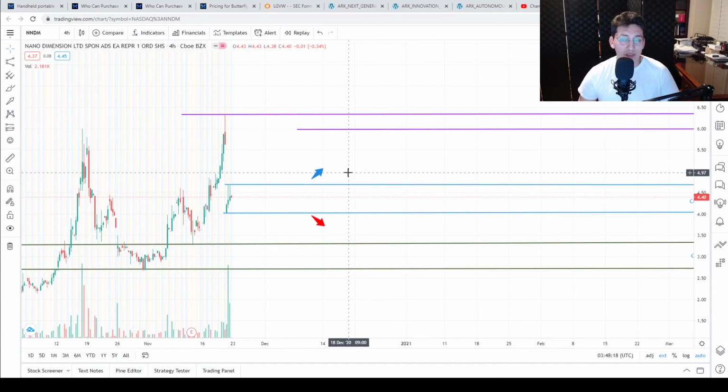Now, another possibility: if we do stay in this range long enough, then it really does mitigate more of the downside. But if we do break out of this consolidation zone between $4 and $4.70, I could definitely see us going down to at least $3.30. And if we were to trade inside of the range, we could even go down to maybe $2.70.